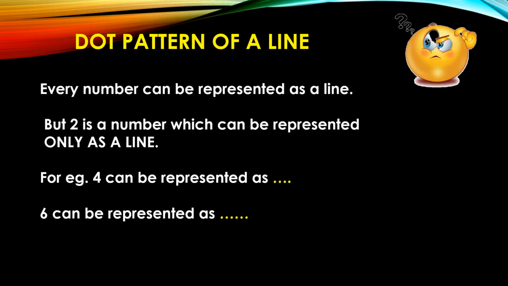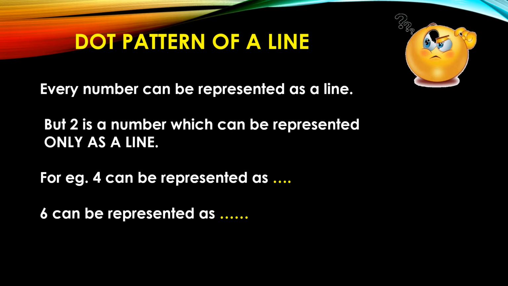Firstly, let us discuss the dot pattern of a line. Any number starting from 1 can be represented as a line. Even the number 1 can be represented as a line, but basically we take the number 1 as a dot, as a point. But who says a point can't be a line? But 2 is a number which can be represented only as a line. It means that 2 will not be represented as a square, rectangle or triangle.